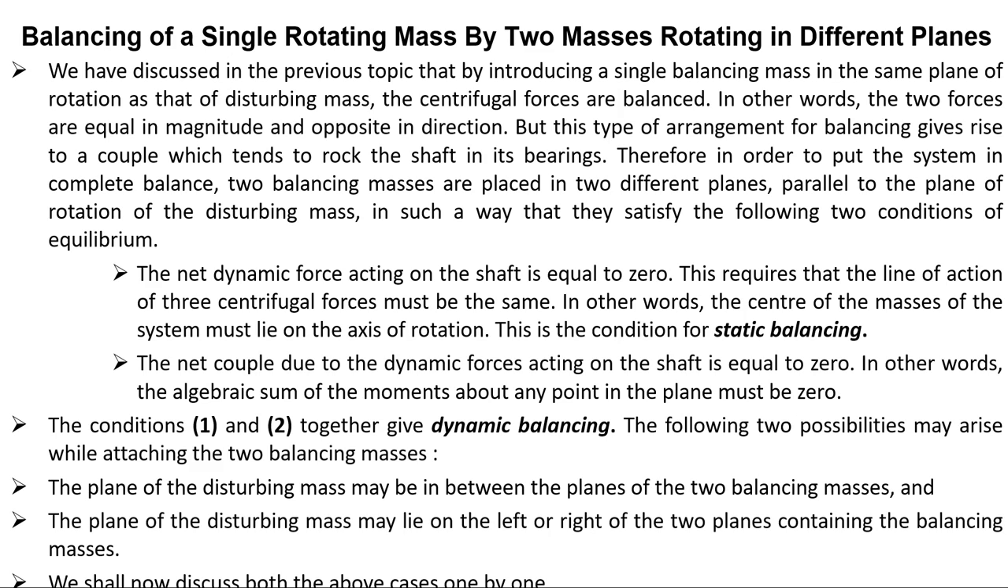two balancing masses are placed in two different planes that are parallel to the plane of rotation of the disturbing mass, and there are two conditions which need to be satisfied. One is that the net dynamic force acting on the shaft must be equal to 0, and this requires the line of action of the three centrifugal forces to lie in the same plane, which is nothing but the center of mass of the system must lie on the axis of rotation. So this is the condition for static balancing.